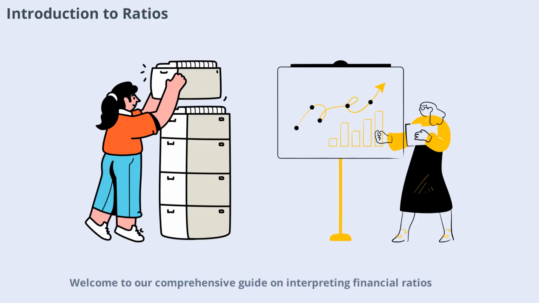Welcome to our comprehensive guide on interpreting financial ratios. Whether you're a business owner, investor, or student, understanding financial ratios is crucial for making informed decisions. In this video, we'll break down what financial ratios are, why they matter, and how you can use them to analyze a company's performance. We'll start with the basics, then move into specific types of ratios, and finally show you how to interpret the results.